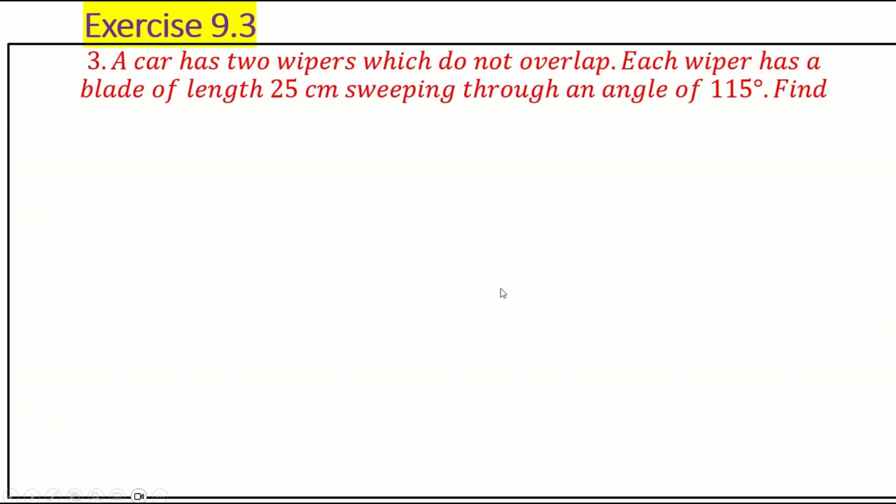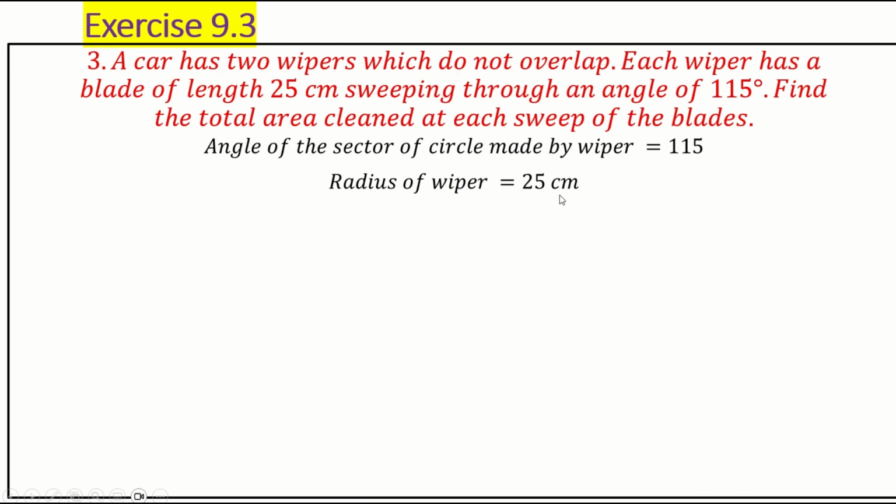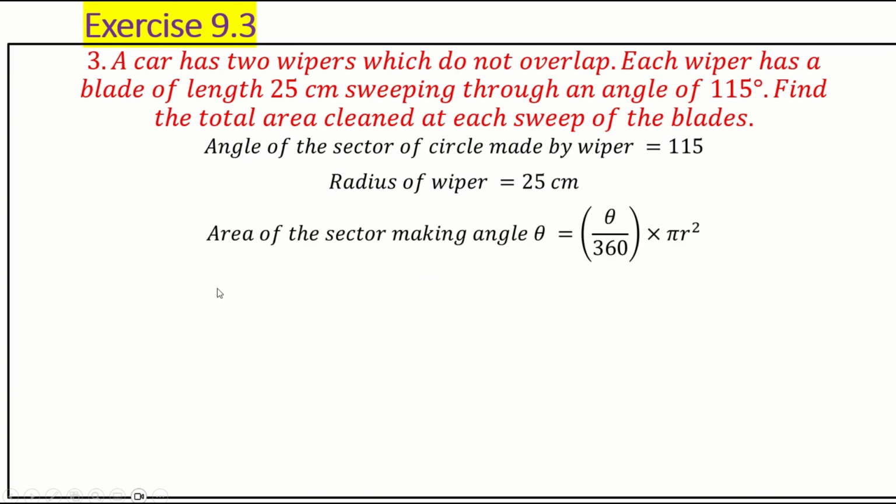A car has two wipers which do not overlap. Each wiper has a blade of length 25 centimeters sweeping through an angle of 115 degrees. Find the total area cleaned at each sweep of the blade. Okay, angle of the sector of circle made by the wiper is 115. Radius of the wiper is 25 centimeters.